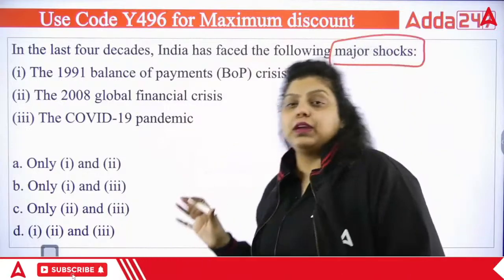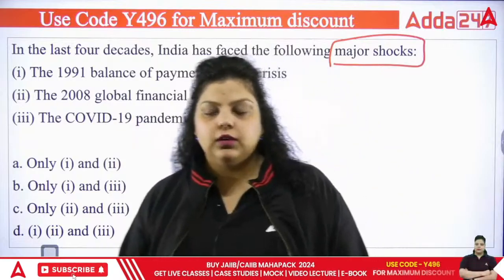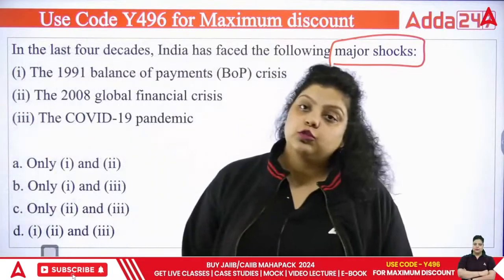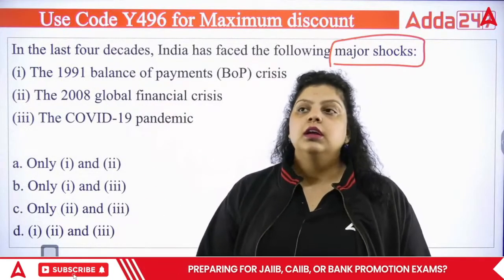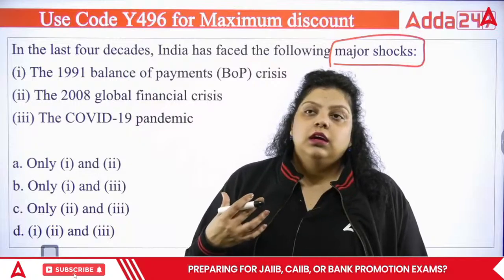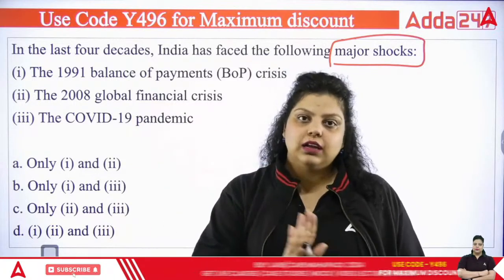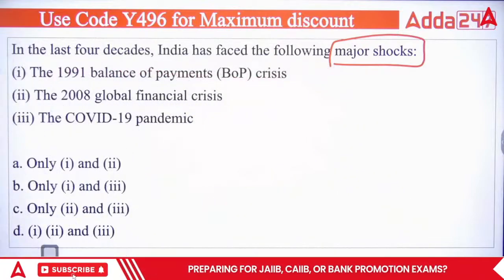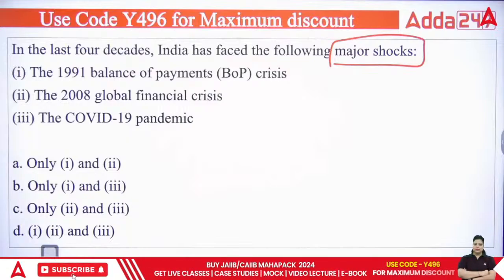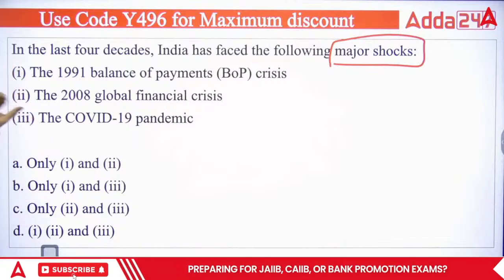India has actually faced a lot of shocks, because of which we are here right now. It's not like we are in a very bad situation. As per the IMF and the World Bank, India is the fastest growing economy in the world. But still, comparing ourselves with ourselves, India lags in development and growth. Now you can see the first is the 1991 balance of payment crisis. Second is the 2008 global financial crisis. Third, the COVID-19 pandemic. So out of these 3, what major shock has India faced?